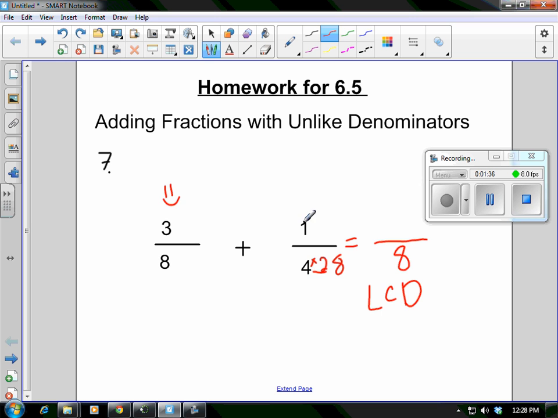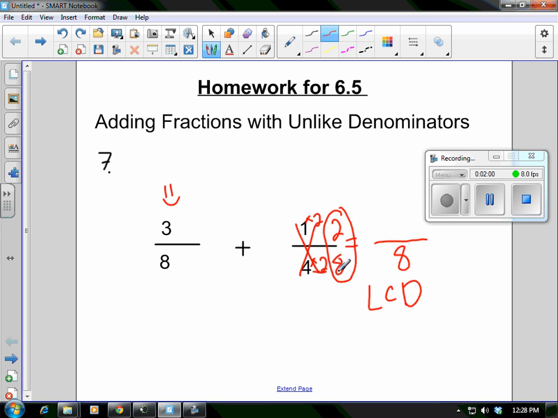What we do to the bottom, we do to the top. So where we multiply 4 by 2, we have to multiply 1 by 2. 1 times 2 is 2. Now what we just did is we switched 1/4 into 2/8. The fraction itself is still the same. We just split it up one more time. So now it's 2/8.